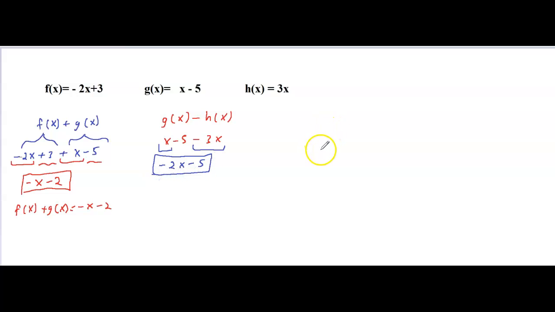Let's do one with addition and subtraction just to really get this idea down. So maybe I'll do h of x plus, let's say f of x minus g of x. See what happens. H of x is 3x plus f of x, which is a minus 2x plus 3. Notice I wrote plus negative 2x. I could have written this as 3x minus 2x.